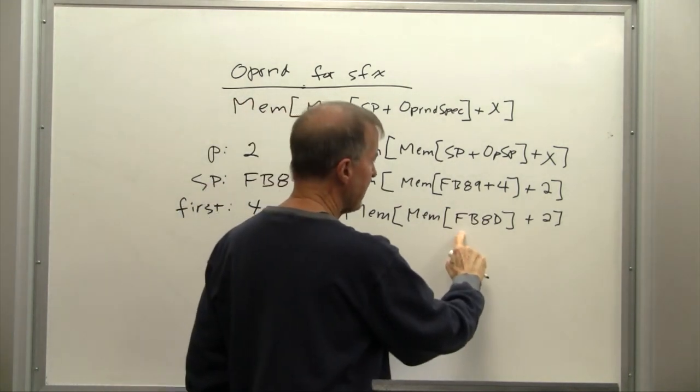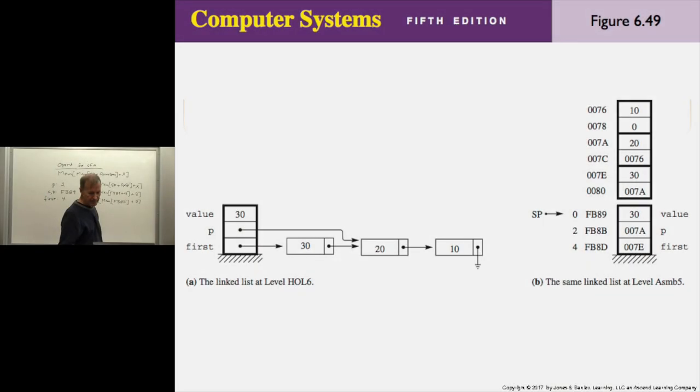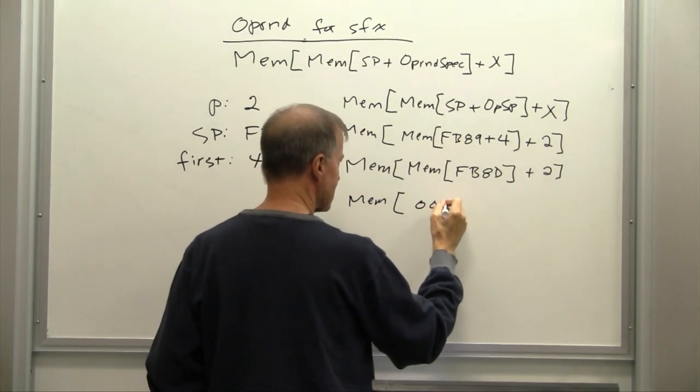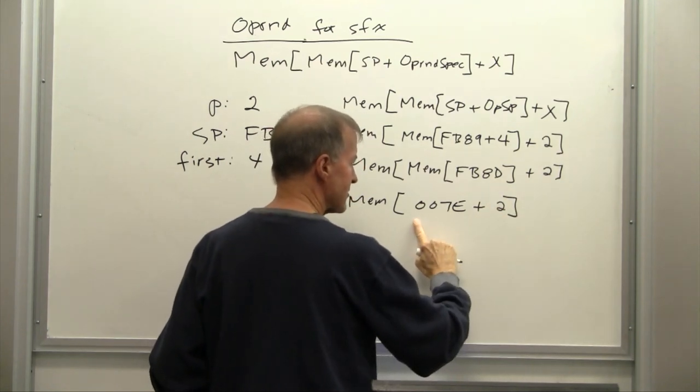So why are we doing FB8D? What is FB8D in figure 6.49B? That's the address of where first is, right? Are you with me? So what is at mem FB8D? 007E. Yeah. So this is mem 007E plus 2. Now what's the significance of this 007E?